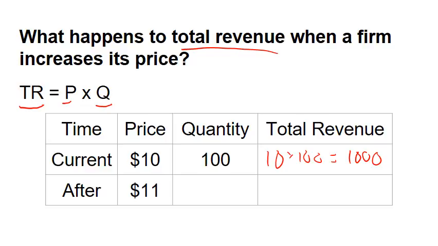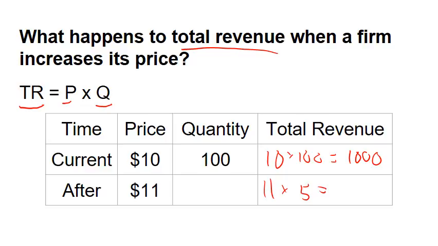For example, suppose the quantity demanded falls or decreases by 5 pizzas. So the new quantity is not 100, but it's 95. In that case, the total revenue is going to be 11 times 95, which equals 1,045. So a small decrease in quantity will lead to an increase in total revenue.